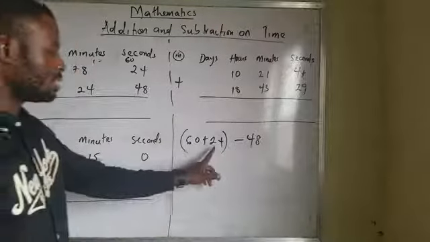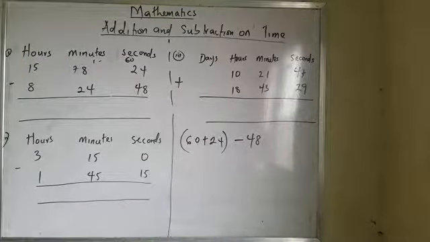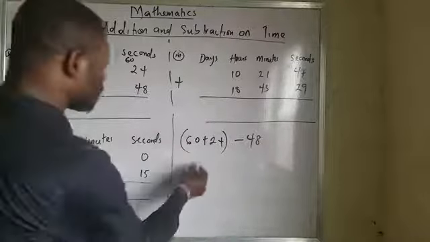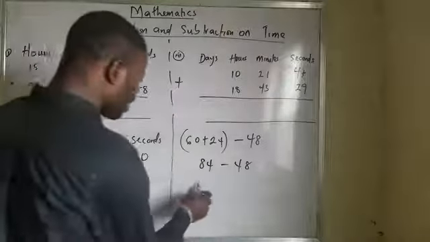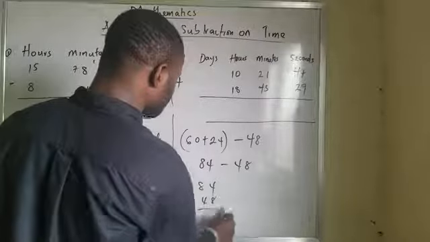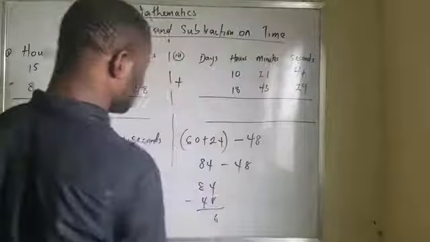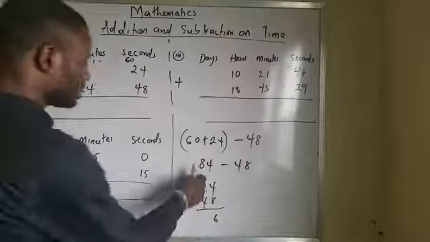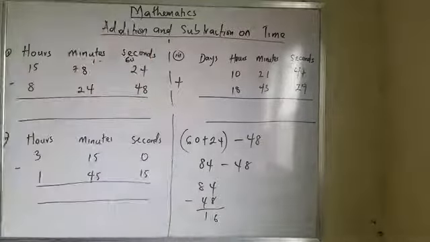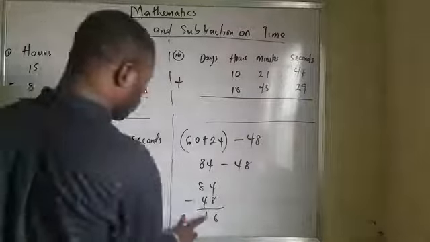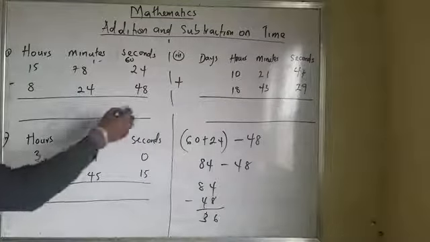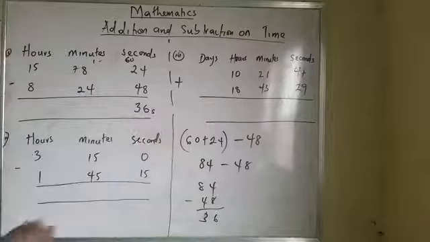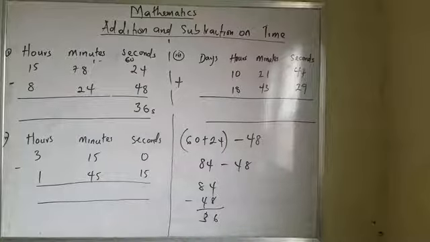60 plus 24 will be 84. Now, I'll be talking about 84 minus 48, which gives 36. Now, I will have my 36 here, in the seconds place. That is very good. Please don't forget that procedure.